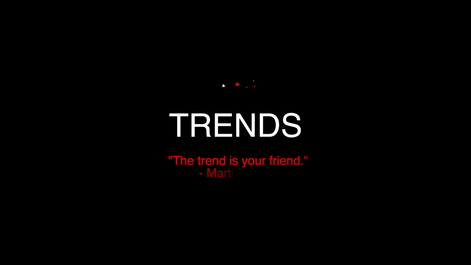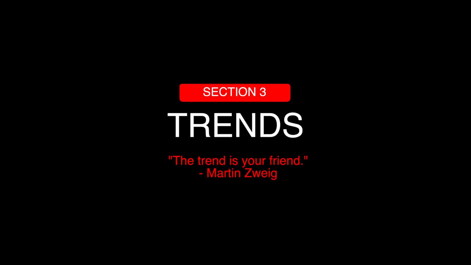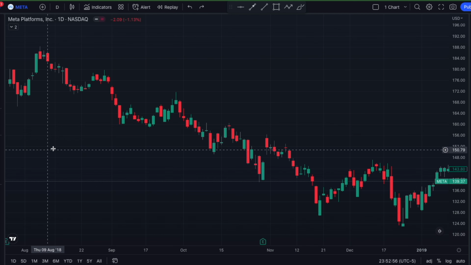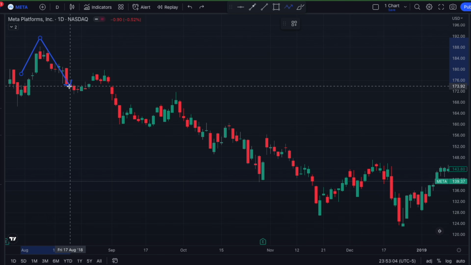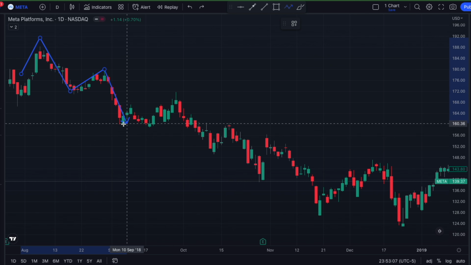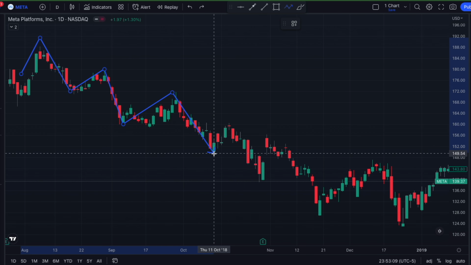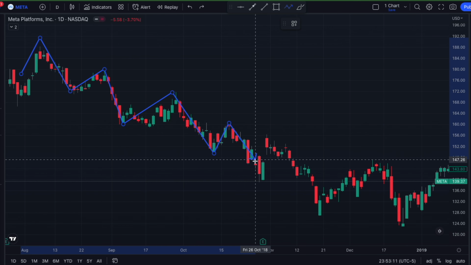Trends. The trend is your friend. Markets do not usually move in straight lines. They move in waves with continuous ups and downs. The direction of this overall movement is a trend. Trends are one of the core elements of technical analysis and the foundation of understanding market movement.